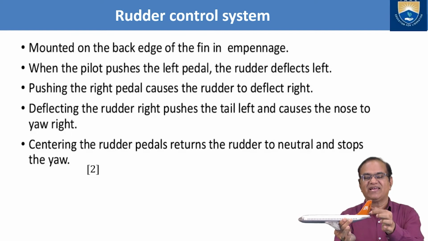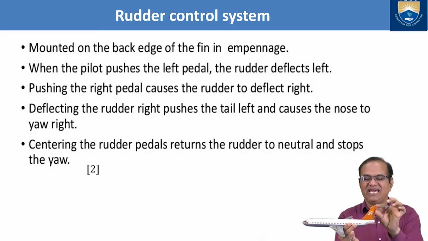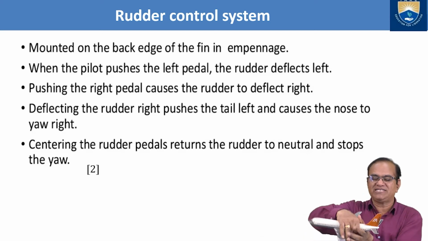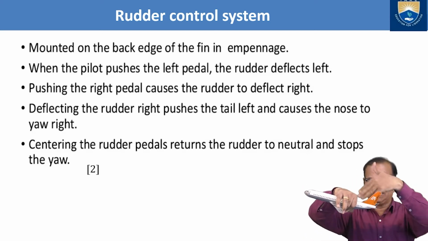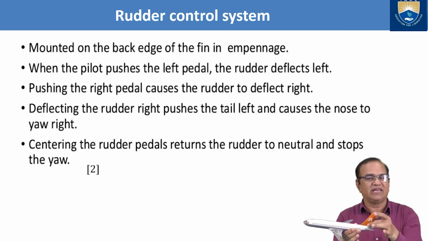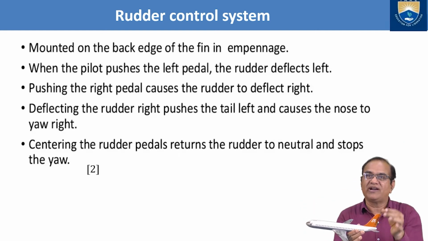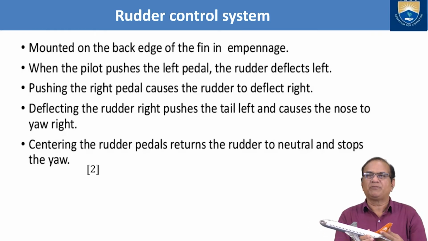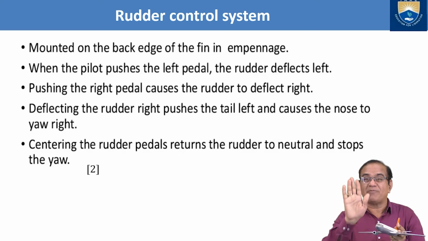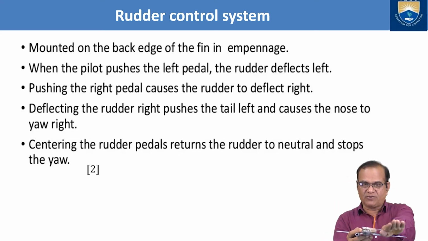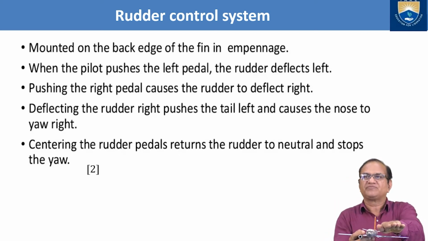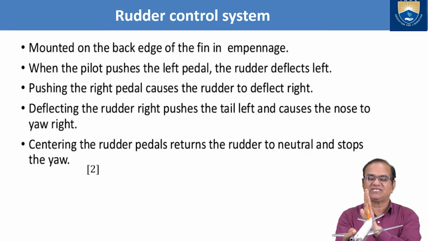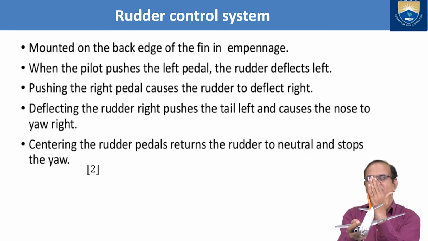So where is the rudder? This is the rudder, and it is at the back of the empennage. The vertical fin is in the empennage, and this part is the empennage, which is visible. But your rudder is mounted at the end of the vertical fin. It is operated by the pilot's feet. If you press the left pedal, the rudder deflects left. So this rudder will move left like this.